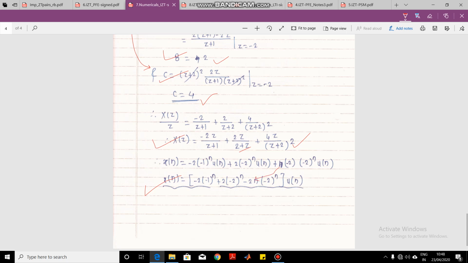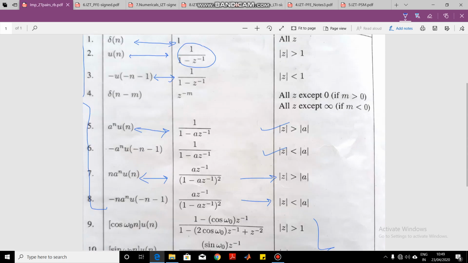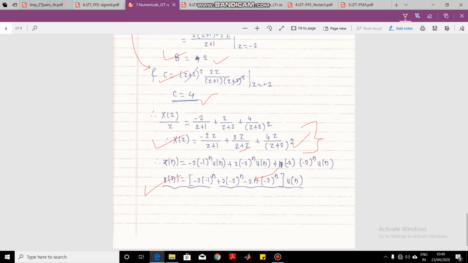So this is how we get the inverse Z transform pairs. You have to use the inverse Z transform pairs very carefully. The important skill in solving the inverse Z transform problem is using these pairs. The person who can use these pairs efficiently, who can map the inverse Z transforms into these pairs effectively, only he can get the correct answers for this. So this was about the partial fraction expansion method.